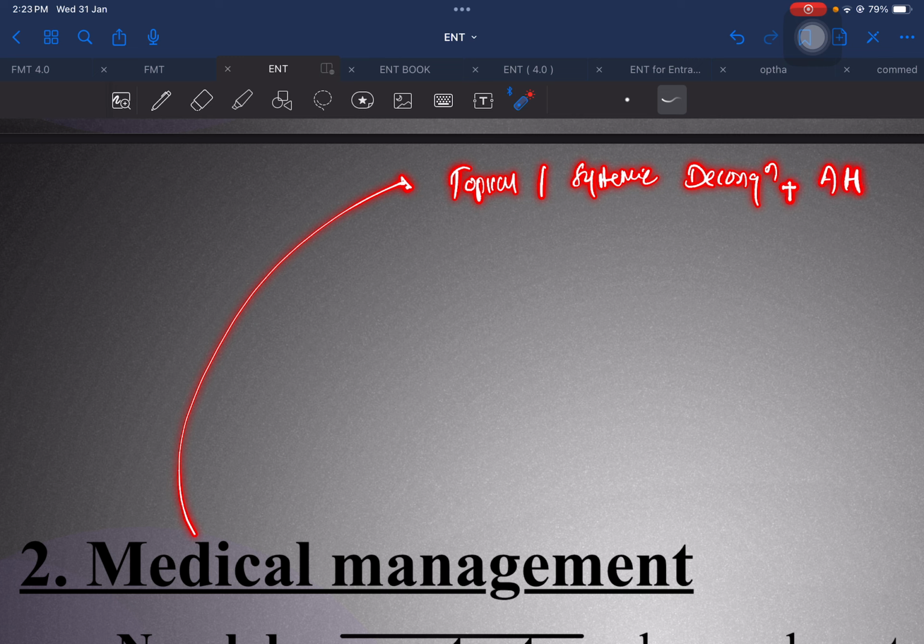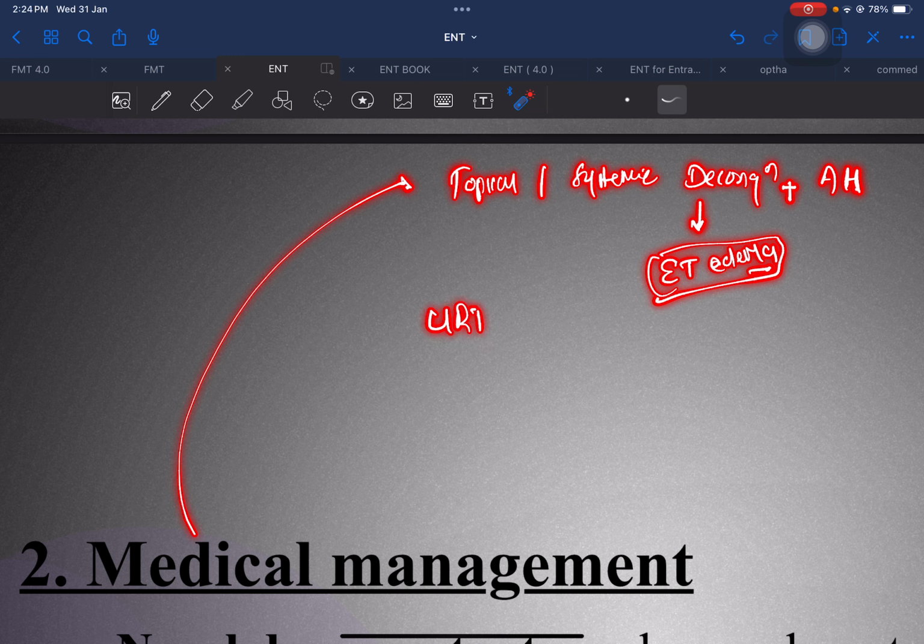Now we are giving topical or systemic decongestant along with antihistaminic, and this is for what? This is for our eustachian tube edema. We have already mentioned if edema is present, then we are going to give medical treatment. The medical treatment is topical or systemic decongestant along with antihistaminic. Now we did it for eustachian tube edema. And what about URTI?